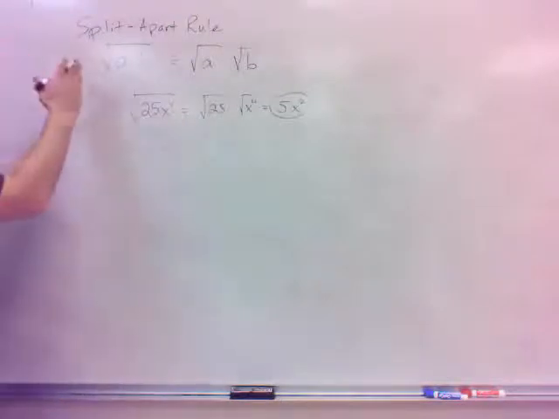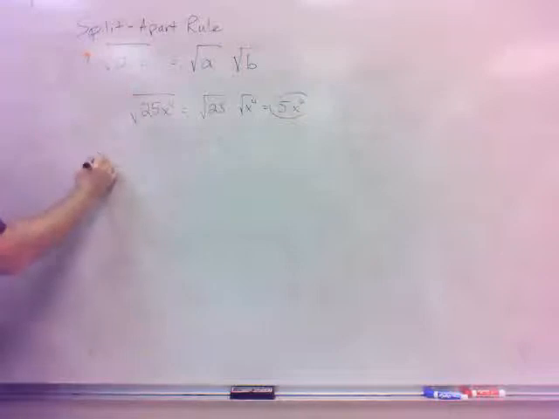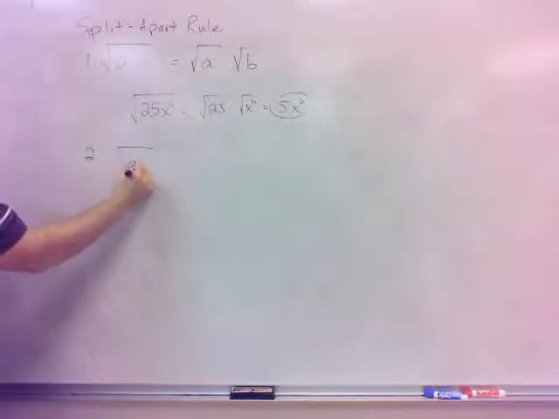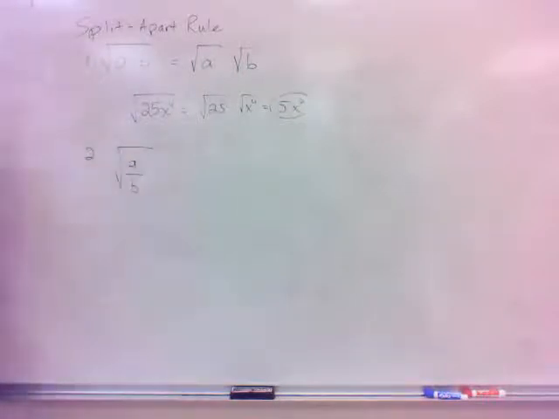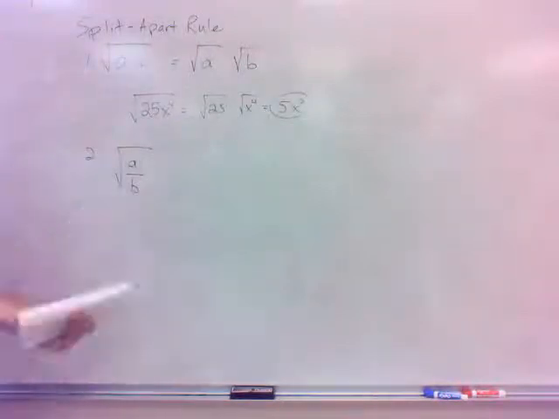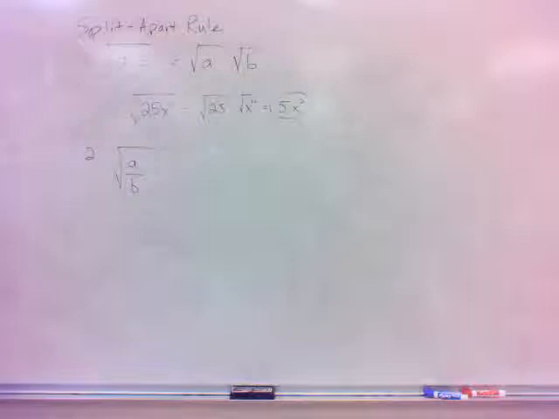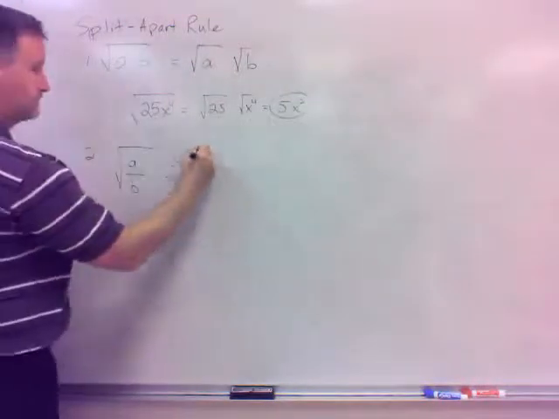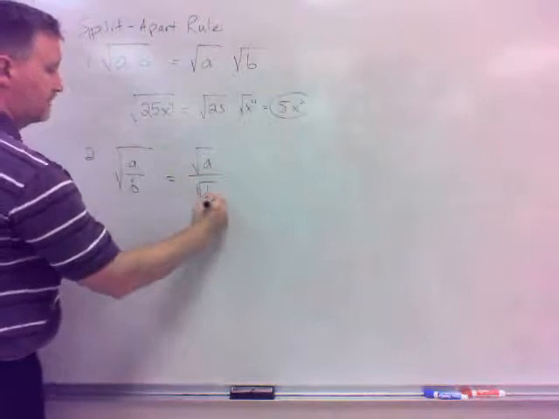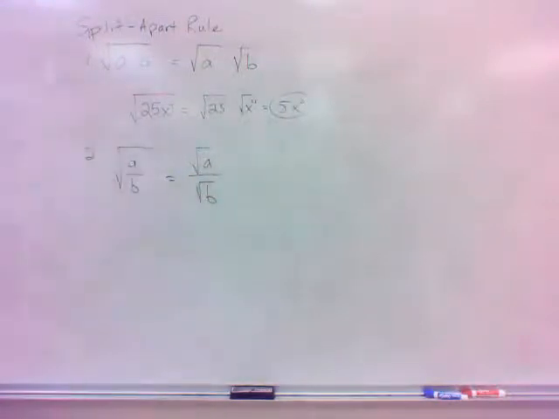Okay, now that's part one. Part two of the split apart rule says you can do the same thing, or what? My split apart rule anyway. Part two of it says I can split it up also if it's divided. A divided by B, something divided by something else. I can split those apart and do the square root of the top divided by the square root of the bottom.